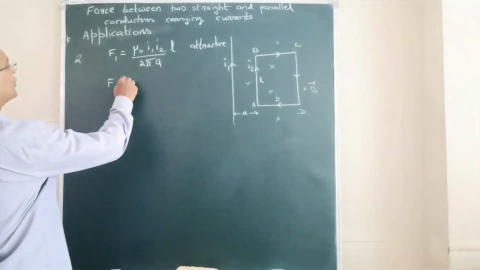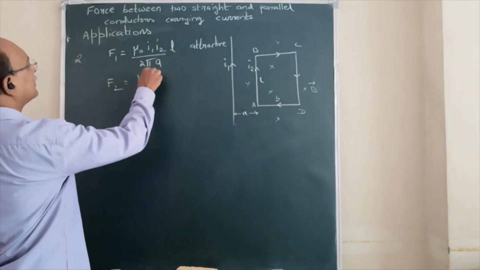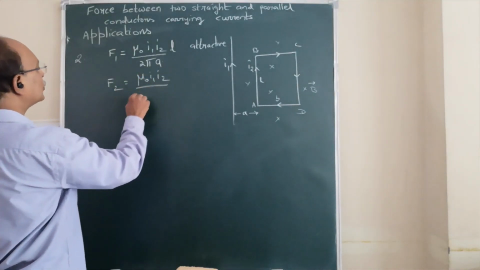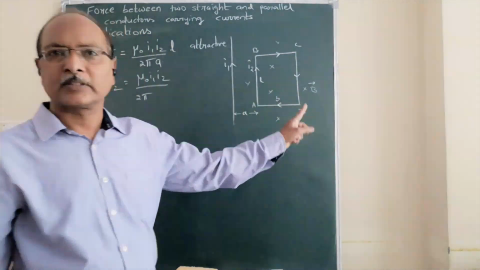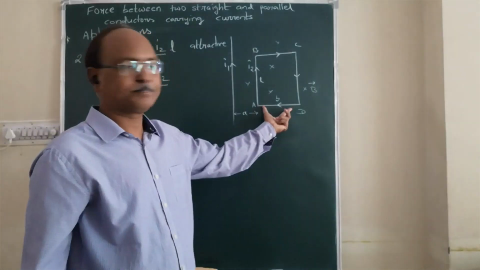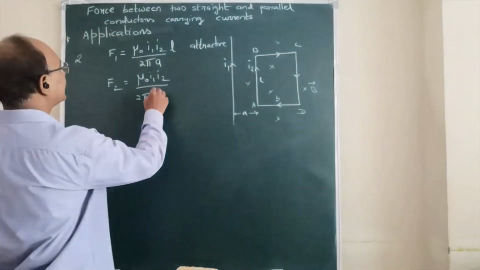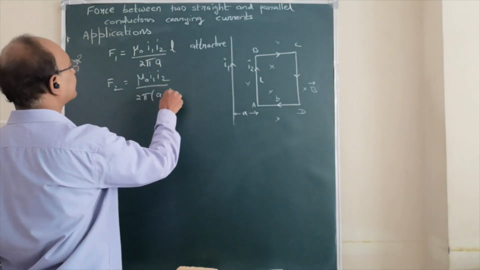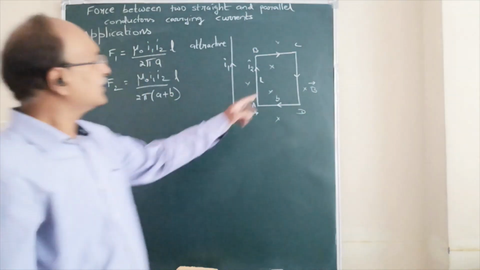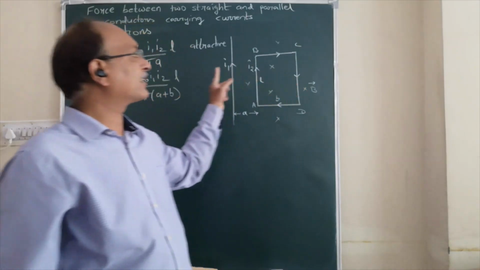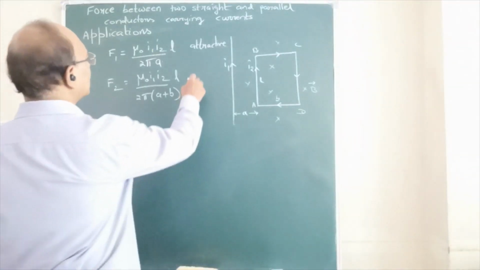Next, take F2, the force between the wire and the wire CD. F2 is equal to mu naught I1 I2 by 2 pi. Now the distance between the two wires will be A plus B. So 2 pi into (A plus B), and the length is L. Here the currents are in opposite direction, so the force is repulsive.